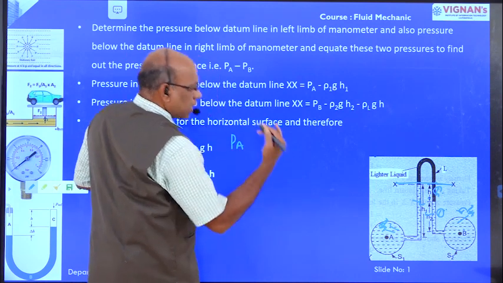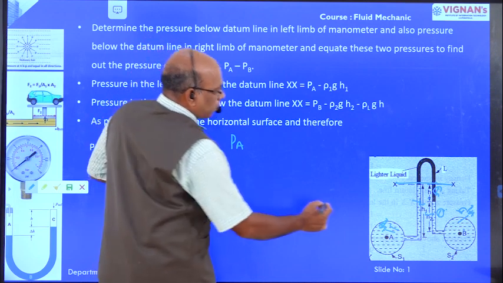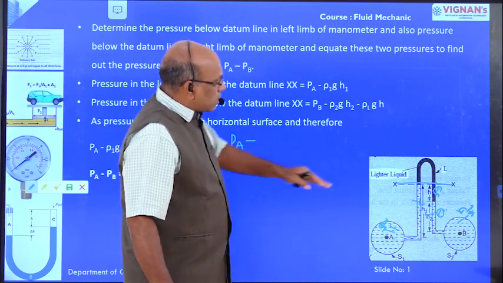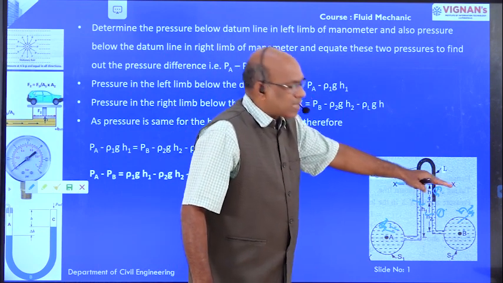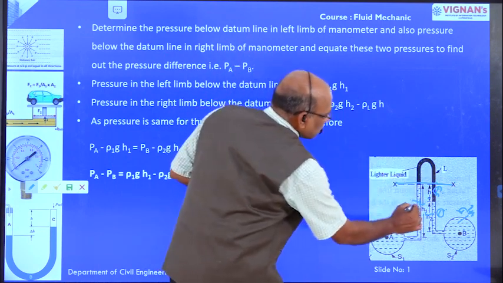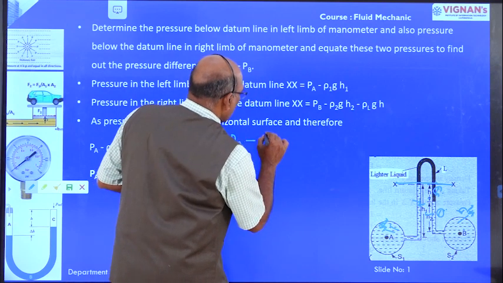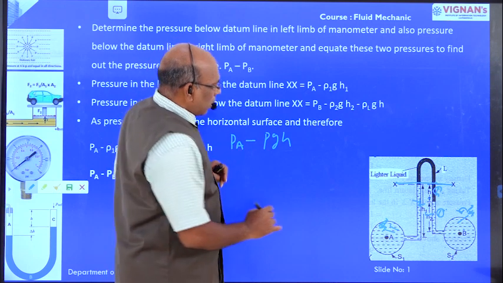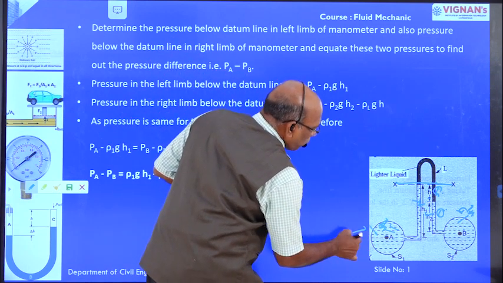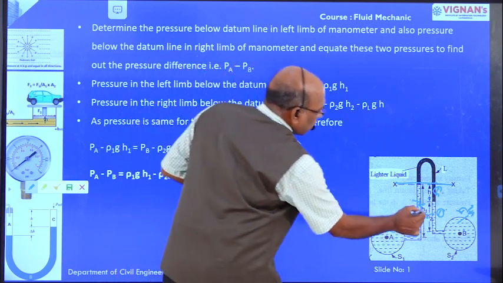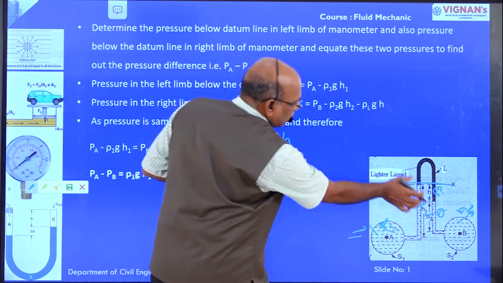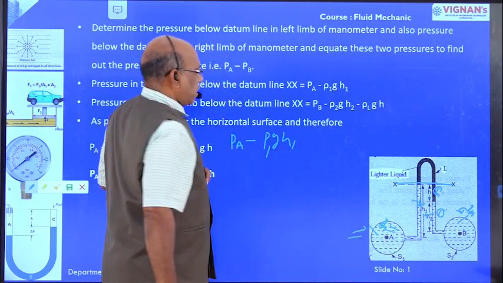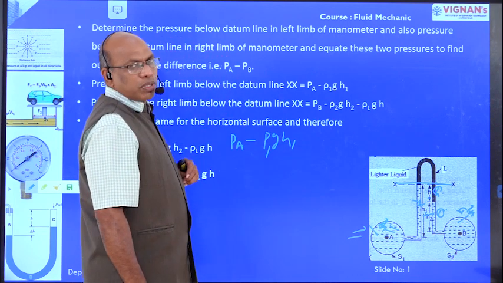First we are going to determine the pressures on the left side. The pressure at point A is PA minus, because the pressures are below the datum line XX, the pressure because of H1. Rho G H is the pressure. Here rho 1 is the density of the flowing liquid in A, and H1 is the depth of liquid level in the left limb. Therefore it is rho 1 into G into H1. These are the left side pressures.